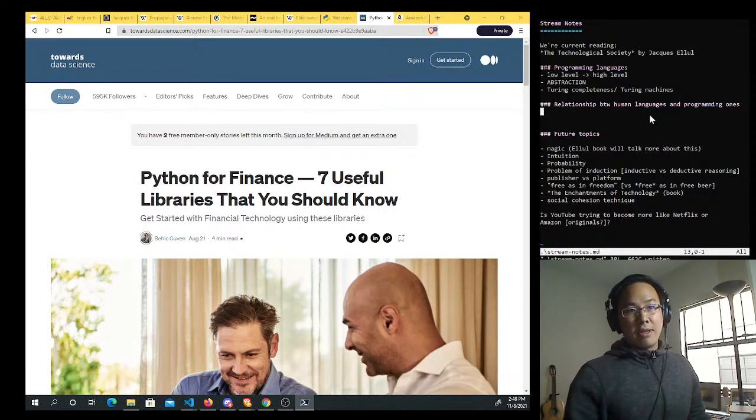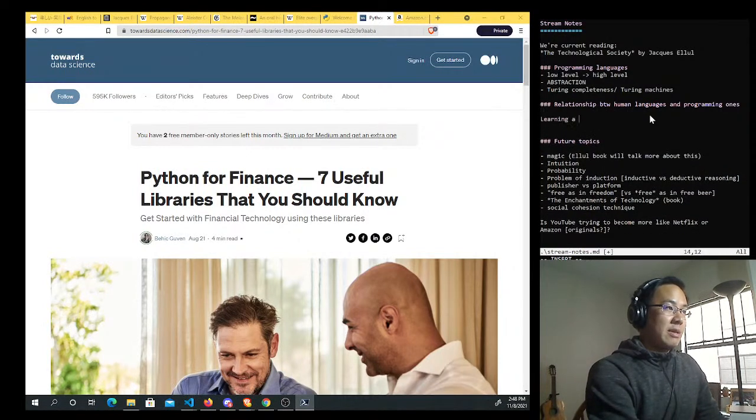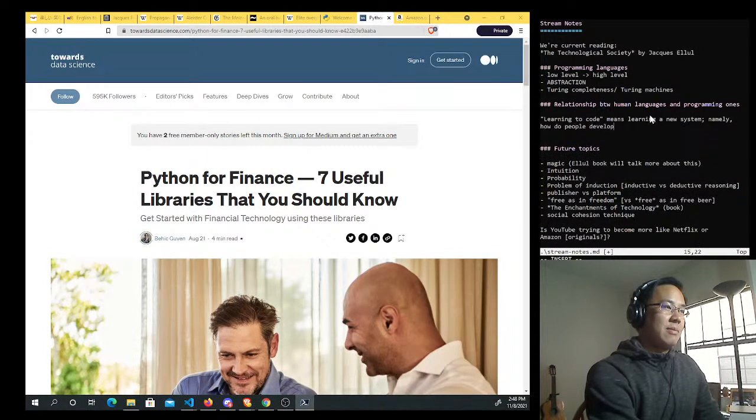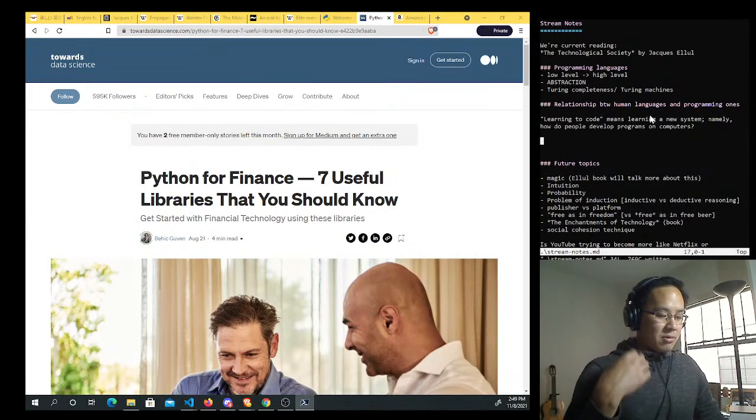when you do learn a programming language, think of it more like this. Learning to code, let's put quotes around that, means learning a new system. Namely, how do people develop programs on computers? So there's going to be all sorts of stuff that you do and that you say through typing and writing code that you wouldn't do if you weren't writing code, basically.